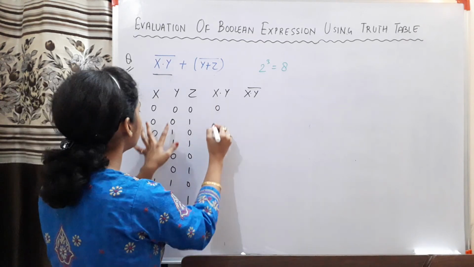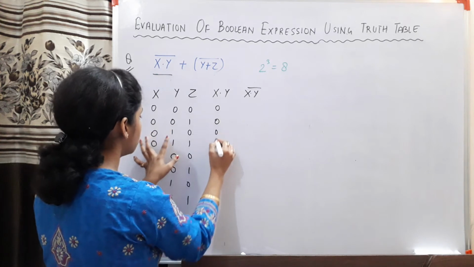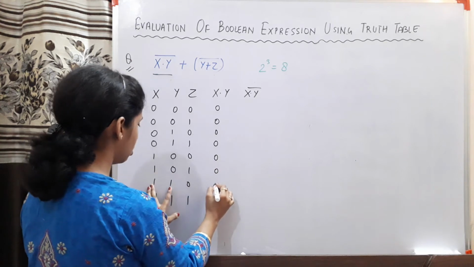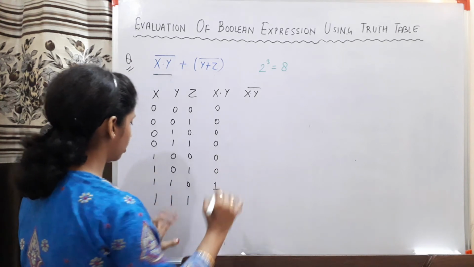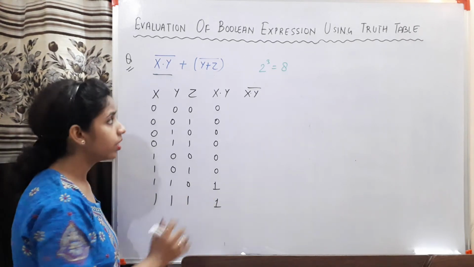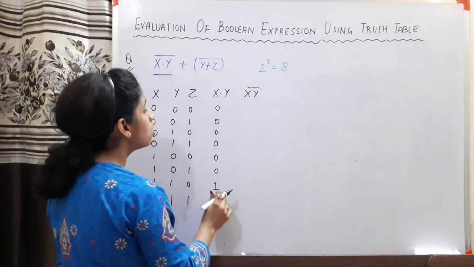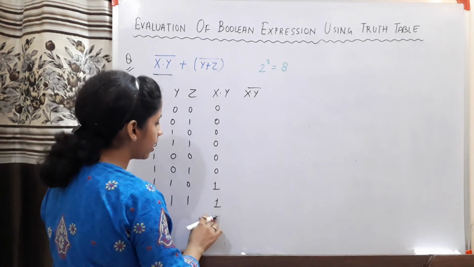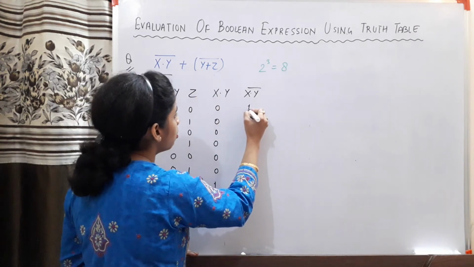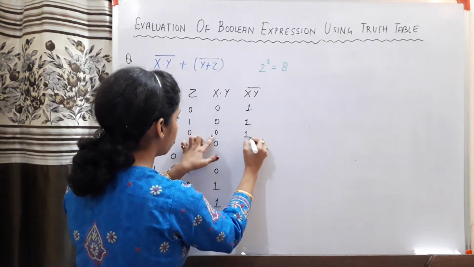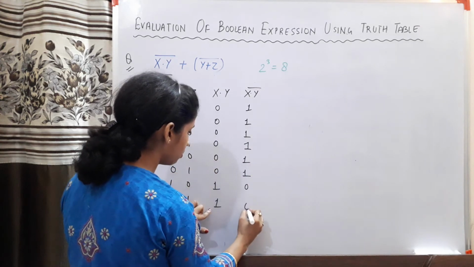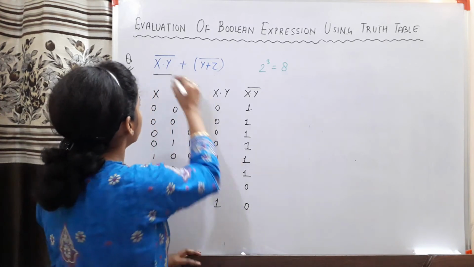So here it will be 0, here also 0, 0, 0, 0, 0, 1, 1. So only in these two combinations both the inputs were 1, so the result is 1. Now you perform x dot y whole bar. So x dot y whole bar will be calculated by applying not operator over this column. So it will be 1, 1, 1, 1, 1, 1, 0, 0. Right. Now this term is calculated.